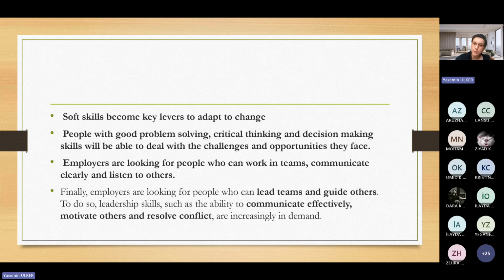Employers are looking for people who can work in teams, communicate clearly, and listen to others. At the same time, they also want someone who can lead teams and guide others. These days, becoming a leader, we know there are plenty of leadership types: transformational, servant leadership, and many others, okay? But now, these days, there is a new research on reluctance, I think, reluctance. So people are more hesitant to lead the team actually.